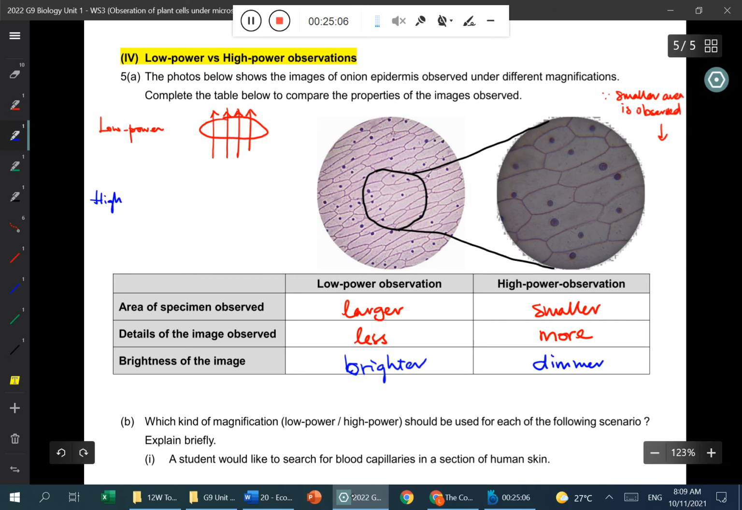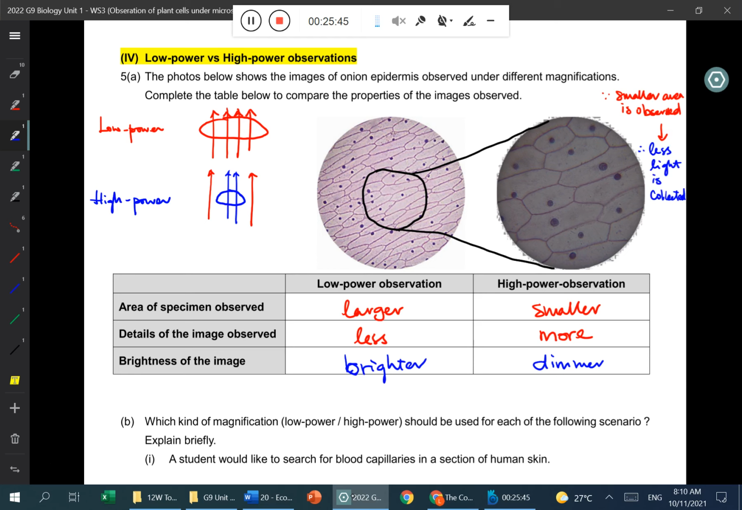However, under high power observation, since the area is much smaller, then these two light rays actually don't go to your eyes. Only the light in this area would go to your eyes. So therefore, it means that less light is collected and enters your eyes. So that's why high power observation is usually dimmer.